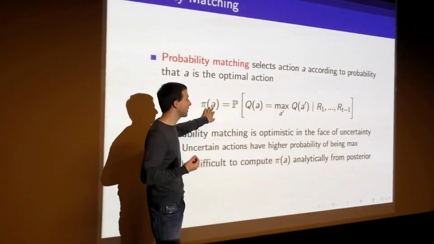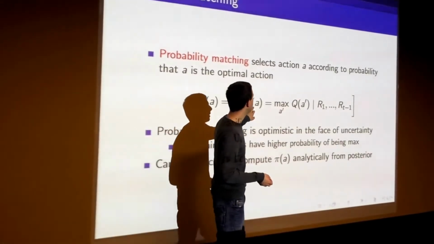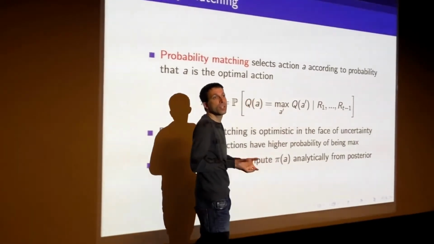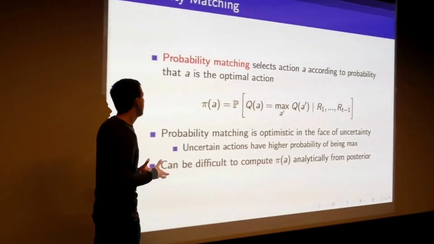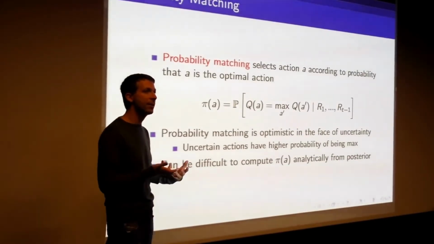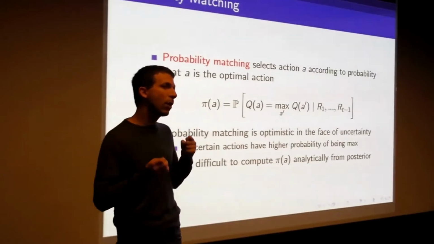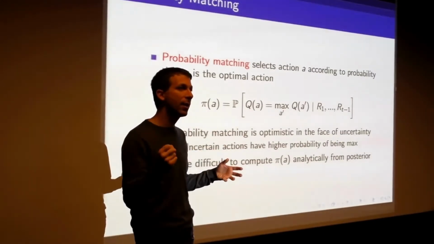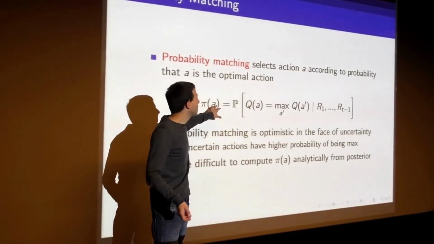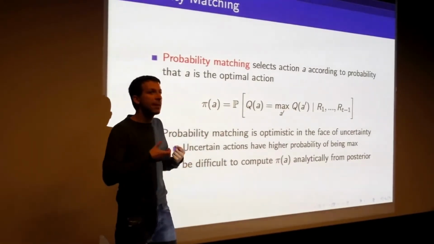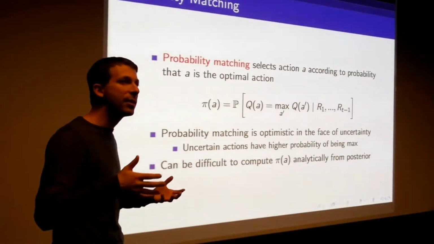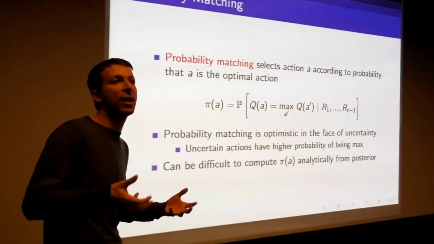So in other words, our policy, the way in which we actually pick actions, is just the probability that our Q value for that action is actually the best Q value. So we want to pick actions in proportion to the probability they're actually the best one. What's nice about probability matching is it automatically does this optimism in the face of uncertainty idea. In other words, if we've got some uncertainty over our Q values, and we just probability match, we automatically pick things which have higher uncertainty. The more uncertainty there is in something, the more chance that thing actually could turn out to be the max.